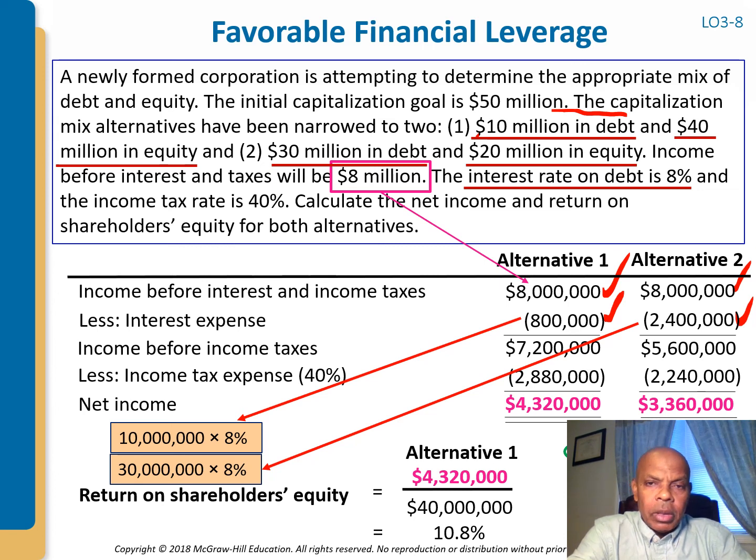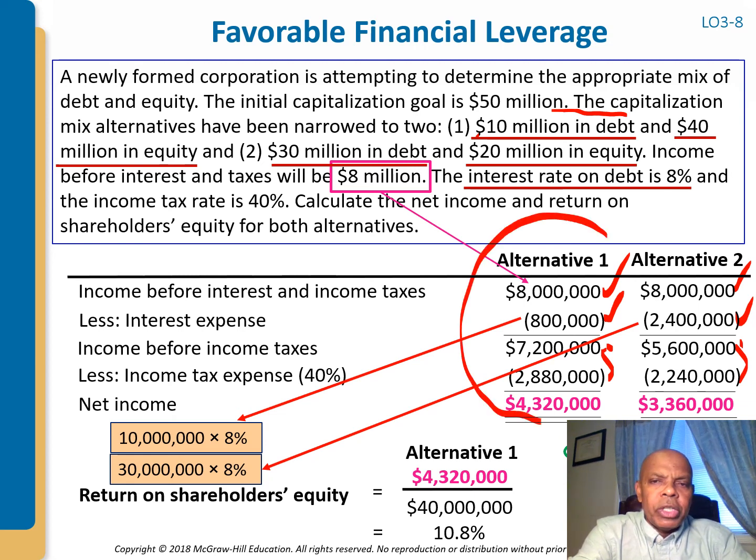What is left now? You take income minus the interest expense. You get income before income tax of 7.2 million. In alternative 2, you get much less, 5.6 million, right? So income tax is 40%. You pay 40% of this and 40% of this. You have net income of 4.3 million using alternative 1, but with alternative 2, you get only 3.6 million. So what's the problem here?